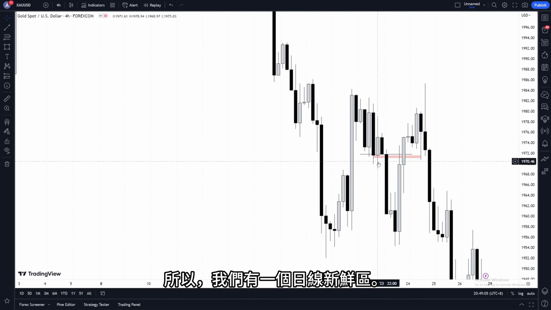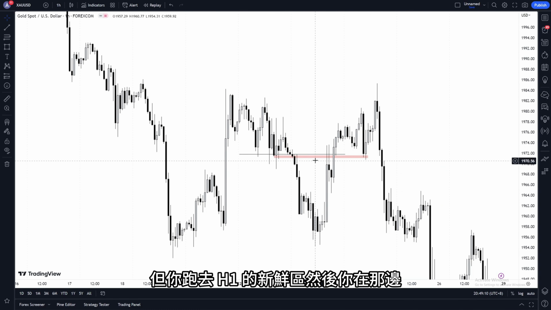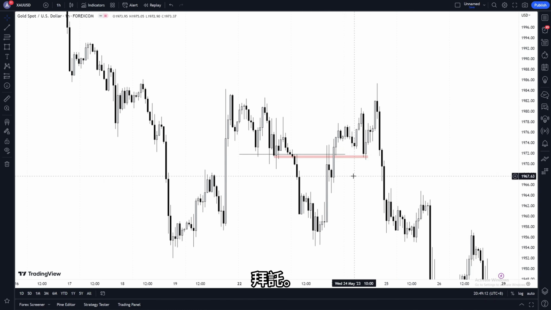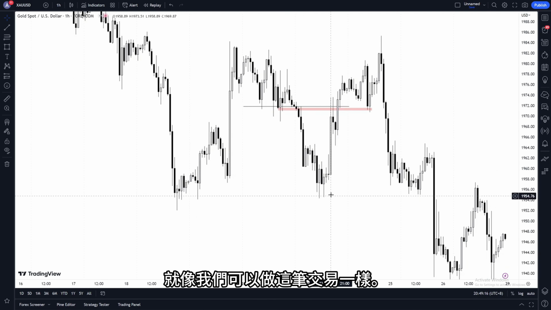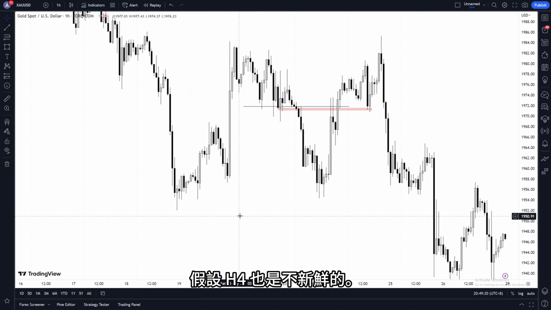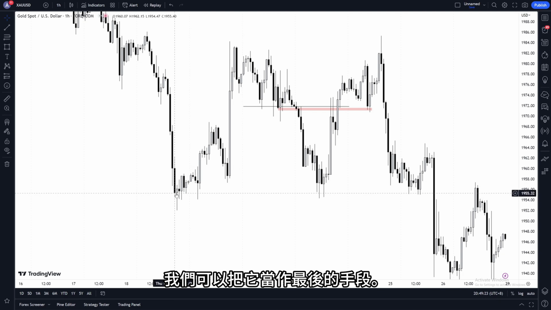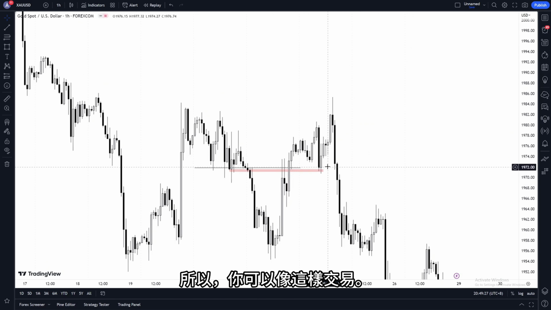Boom, price comes in. So we have ourselves a daily fresh. We have ourselves a H4 fresh. But then you go to the H1 fresh and you're whining about how it's unfresh. Come on, right? This is still a perfectly valid trade. The same way we could take this trade. Let's say this H1 is unfresh. Let's say the H4 is unfresh, but it's still within a daily. We can take a last resort. Okay? And so you can take the trade just like this.